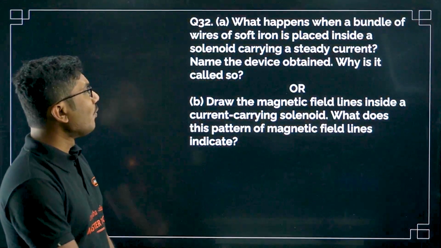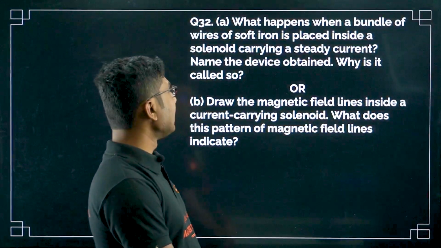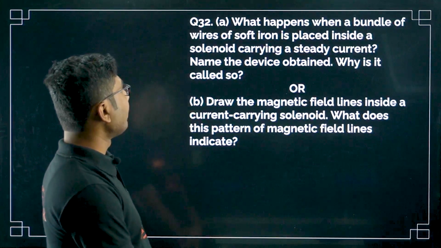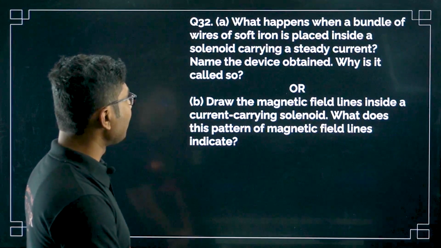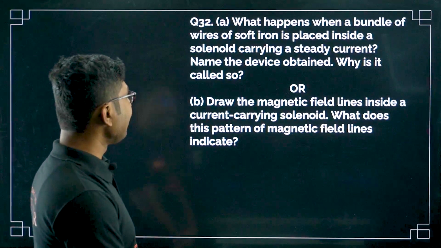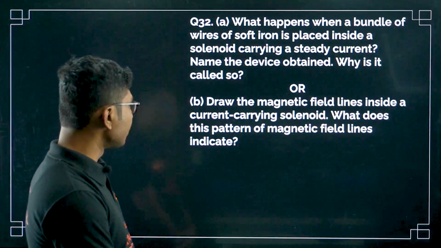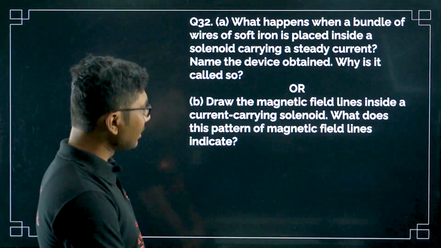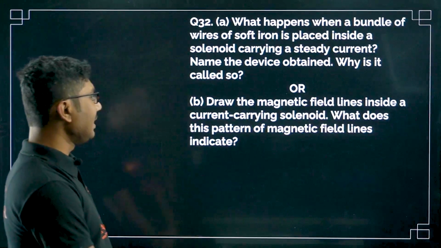Next question, this is an OR question, right? What happens when a bundle of wires of soft iron is placed inside a solenoid carrying a steady current? Name the device obtained. Why is it called so? Draw the magnetic field lines inside a current carrying solenoid. What does the pattern of magnetic field lines indicate?